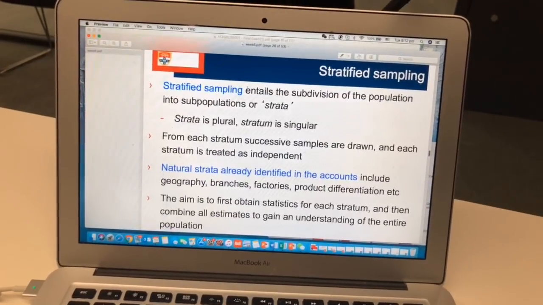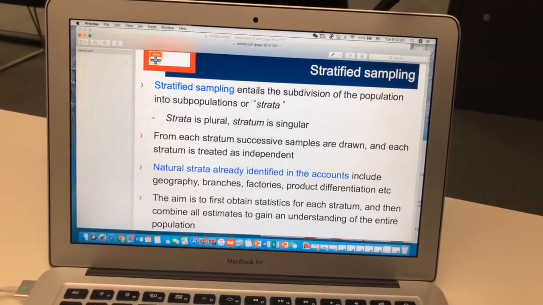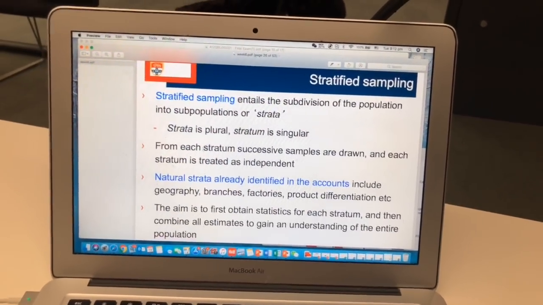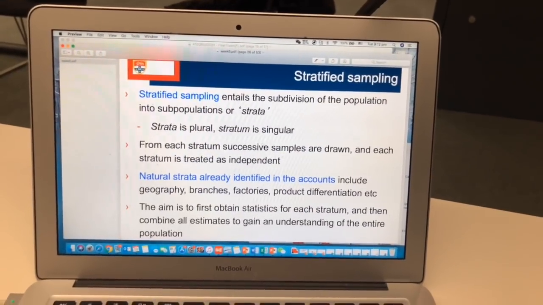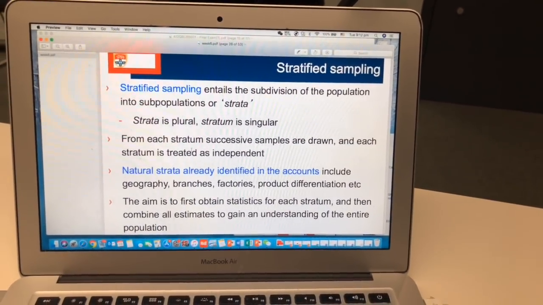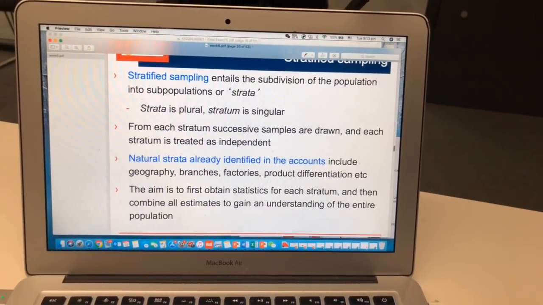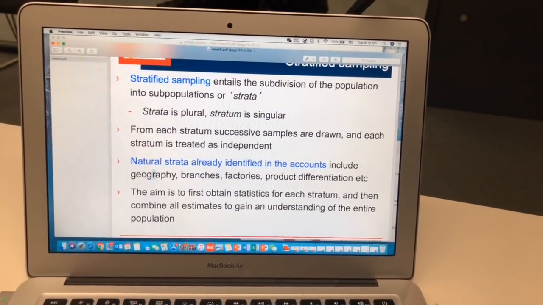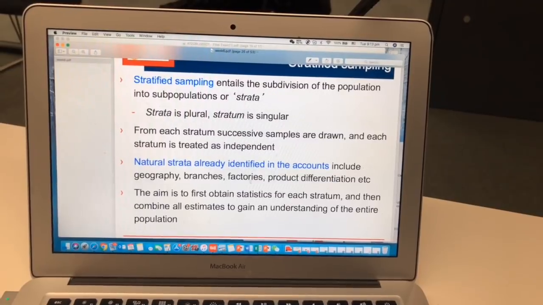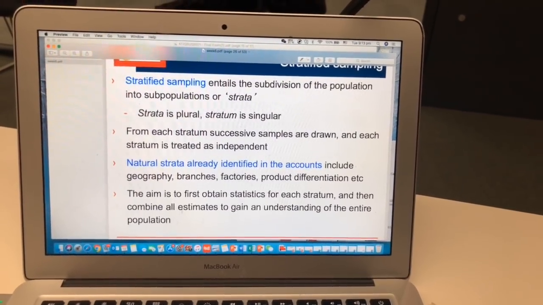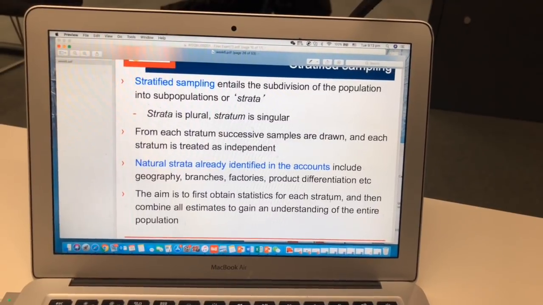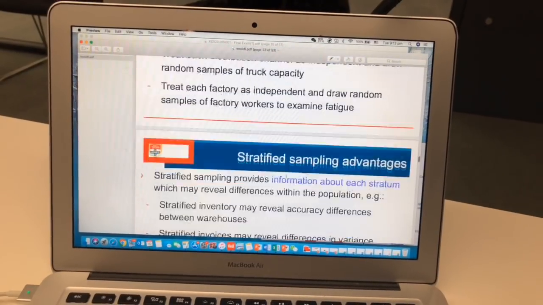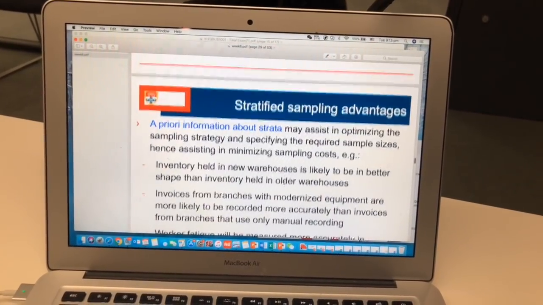Stratified sampling entails a subdivision of the population into subpopulations or strata. Strata is plural, stratum is singular. From each stratum, successive samples are drawn, and each stratum is treated as independent. Natural strata already identified in the accounts include geography, for example Melbourne, Brisbane, Sydney, different branches, factories, product differentiation, etc. The aim is to first obtain statistics for each stratum and then combine. I got it. So let's see the calculation. Where are the calculations?